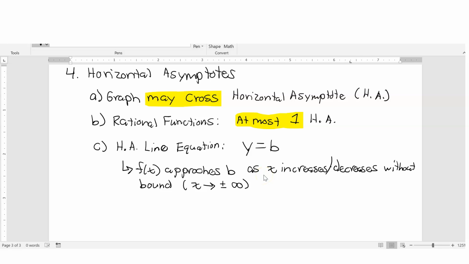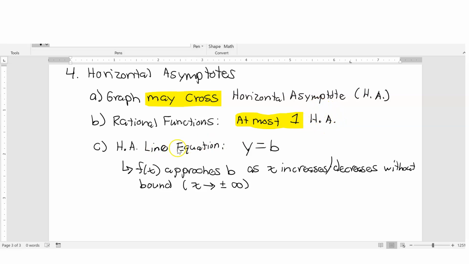Now let's look at horizontal asymptotes. Unlike vertical asymptotes, where the graph never crosses a vertical asymptote, the graph of a rational function may cross the horizontal asymptote. And unlike vertical asymptotes, you'll have at most one horizontal asymptote for a rational function. And again, I'm just going to abbreviate it like this, HA.